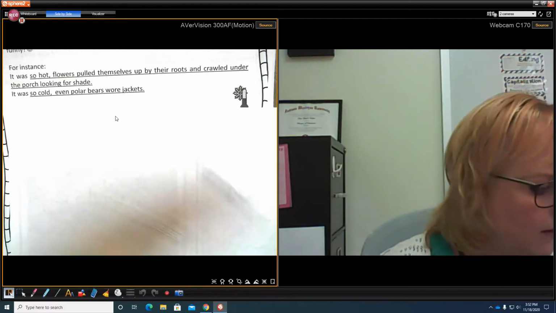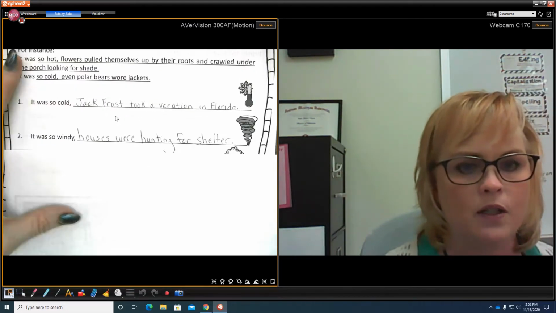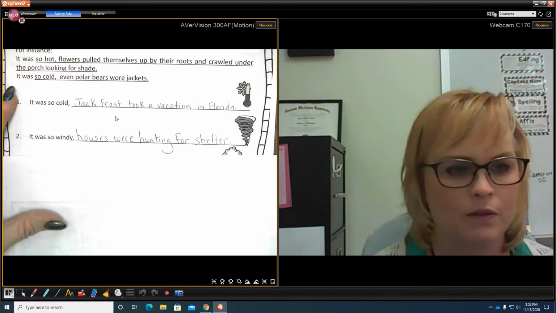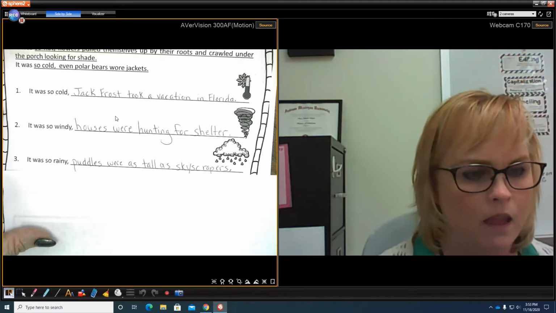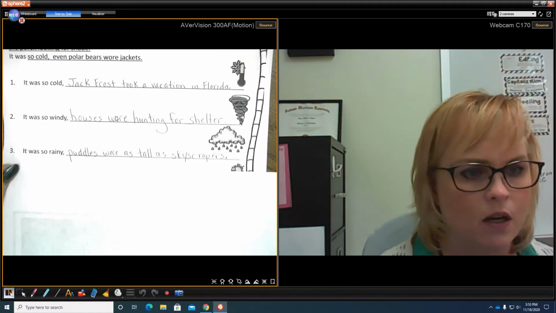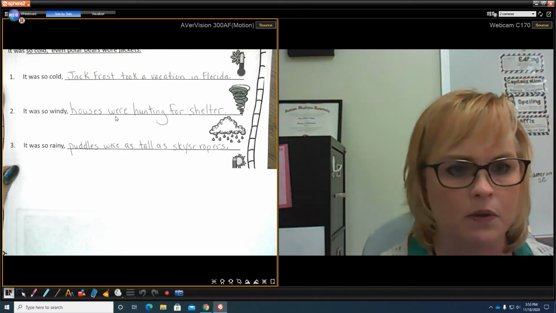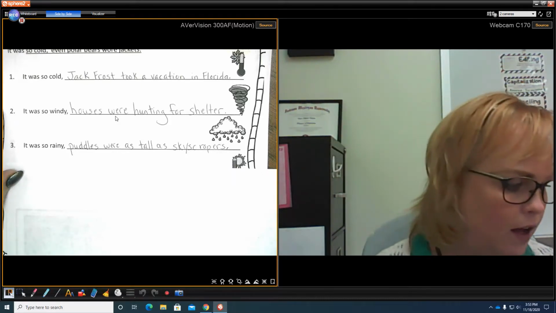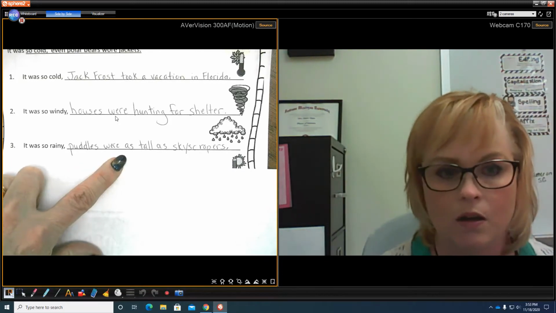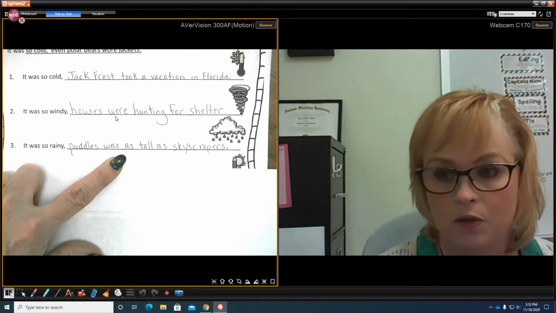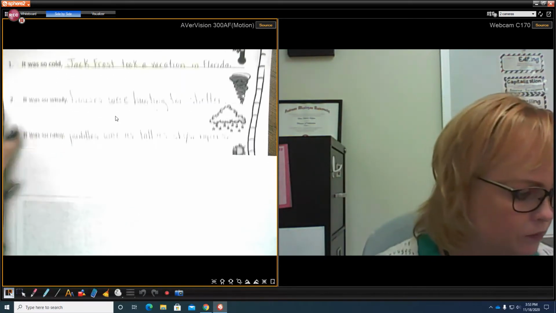Okay, and then number 2, it was so windy, houses were hunting for shelter. Okay, so there's another example of a hyperbole. And then here's our next one. It was so rainy, puddles were as tall as skyscrapers. Okay, now that is actually a simile, isn't it? And similes are just as important to use in our tall tale as well. We want lots of figurative language in there.